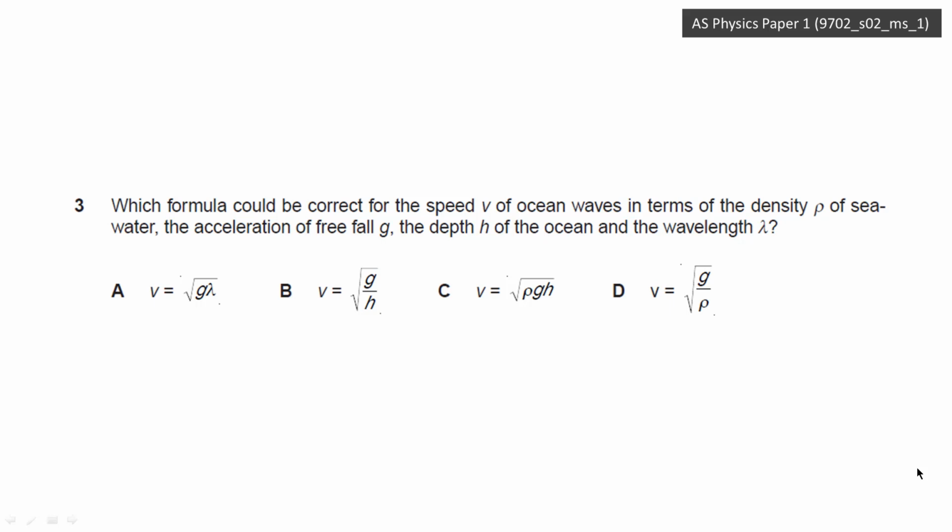A physical equation is said to be homogeneous with respect to base units if the base units on one side of the equal sign is equal to the base unit on the other side of the equal sign.